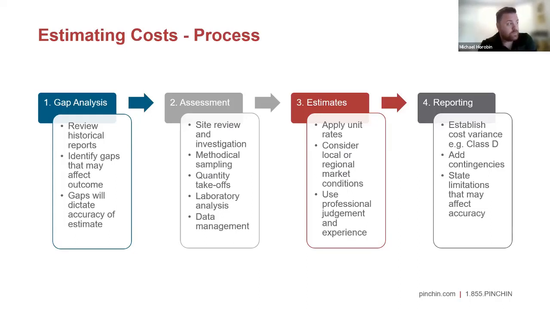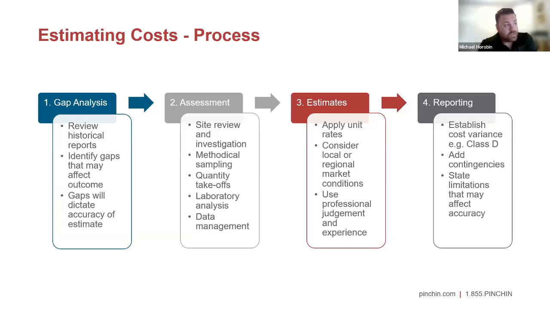Our next step would be a site review and investigation. This could include methodical sampling of some of the gaps, finding samples of materials that we didn't know, we aren't sure, were presumed before. We confirm quantities as well to make sure that they're accurate and up to date. And then obviously with laboratory analysis, we analyze anything new to determine if it is a hazardous material or not. And then we obviously do data management to give you a way to manage these materials long-term.